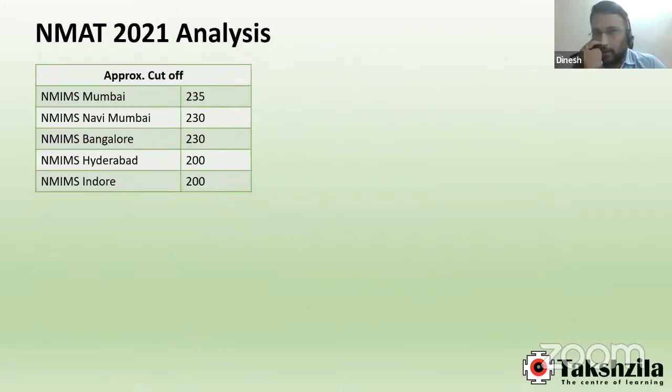After this, if we talk about the cutoff last year, the approximate cutoff for NMIMS Mumbai was around 235. For NMIMS Navi Mumbai, it was around 230. Then for Bangalore, it was around 230. For Hyderabad and Indore, 200, everyone.